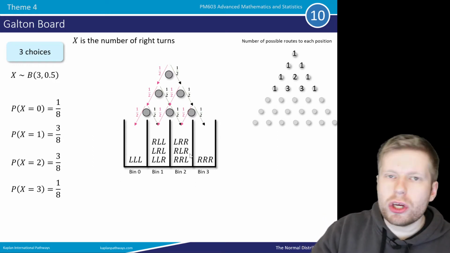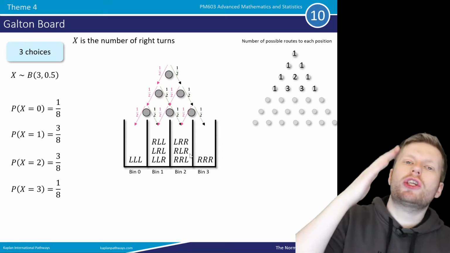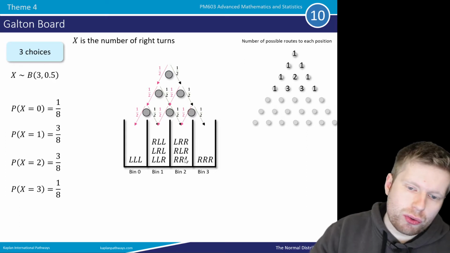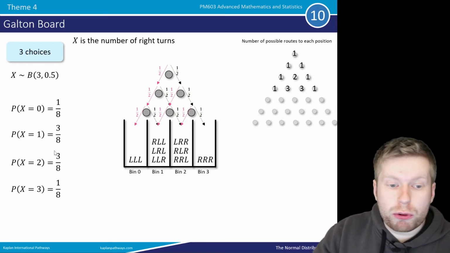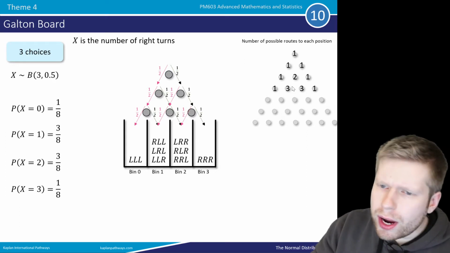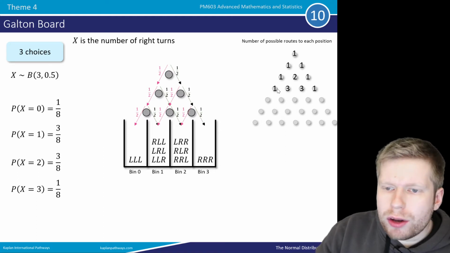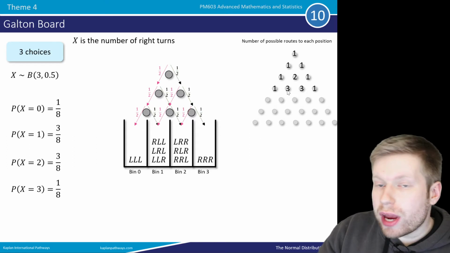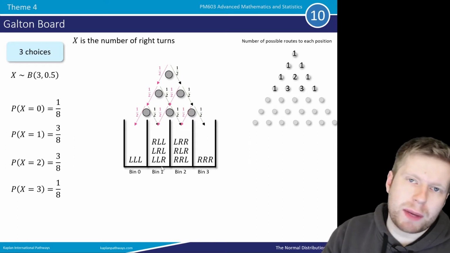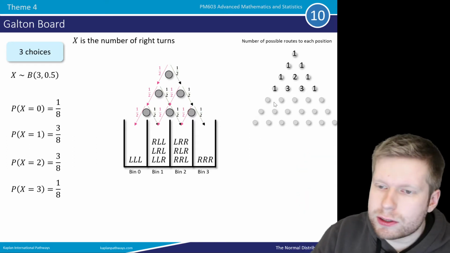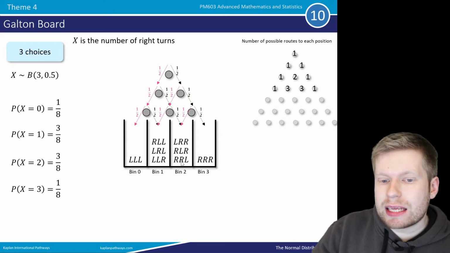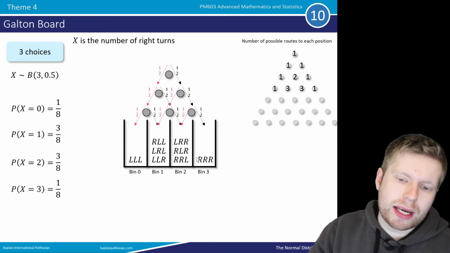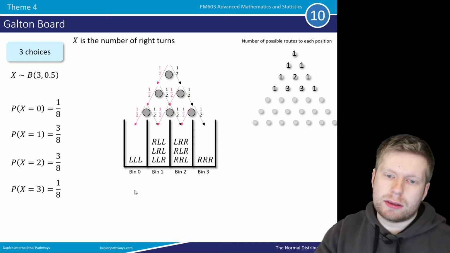Similar kind of story for bin 2, except in this case, I'm going to have to make 2 right turns, okay? And a similar kind of thing, there are 3 ways of getting into bin 2, so that's a probability of 3/8. So if I update it over here, I have 1 possible route to get into bin 0, they're all lefts. 3 possible ways of getting into bin 1, that's with 1 right and the others are lefts, okay? 3 possible ways of getting into bin 2, so that's 2 rights and 1 left, and 1 possible way of getting into bin 3, that's all of them rights, okay?